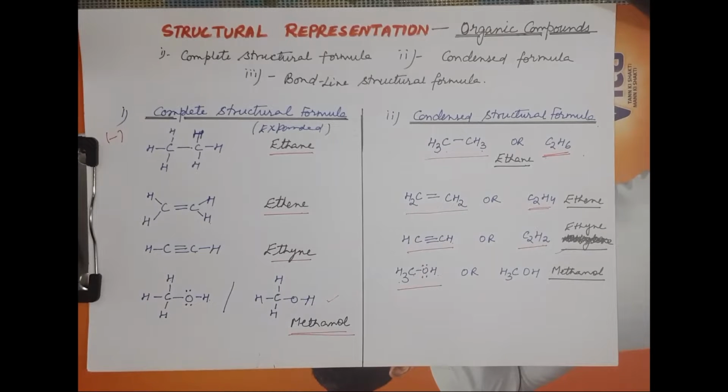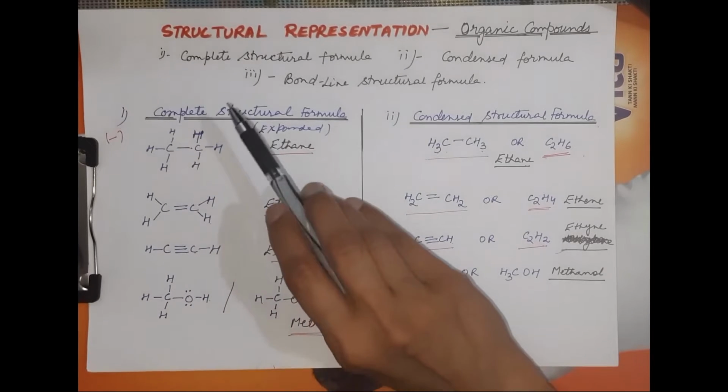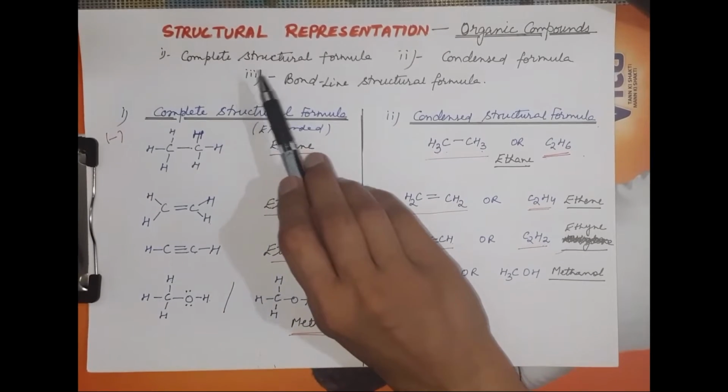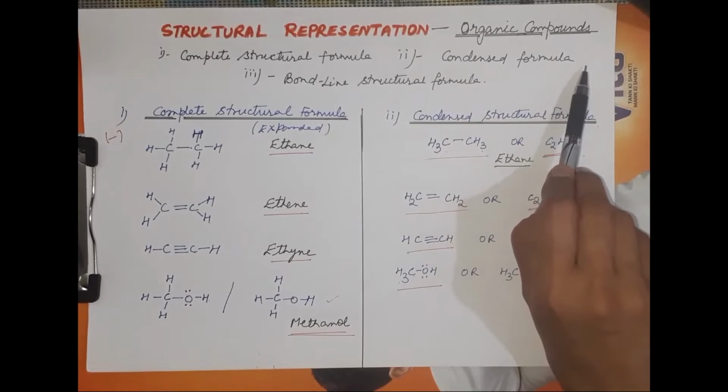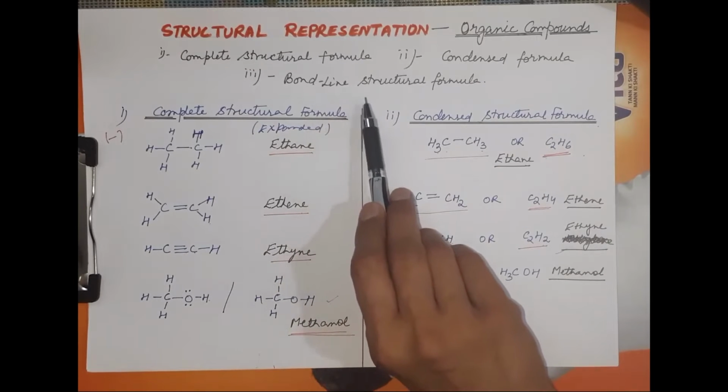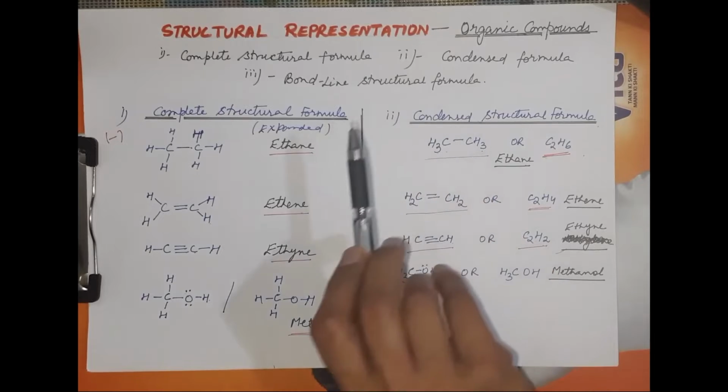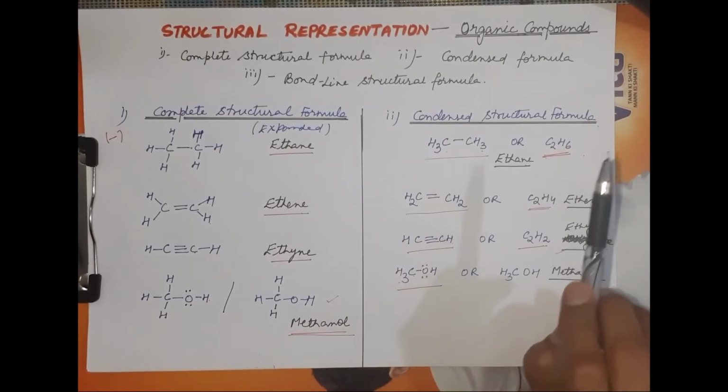So the topic for today's video is structural representation of organic compounds. This is also a very important topic and questions based on this are always asked in your exam. So there are three ways of structural representation. First is the complete structural formula, second is condensed structural formula, and third is the bond line structural formula. One by one I will cover all these three.